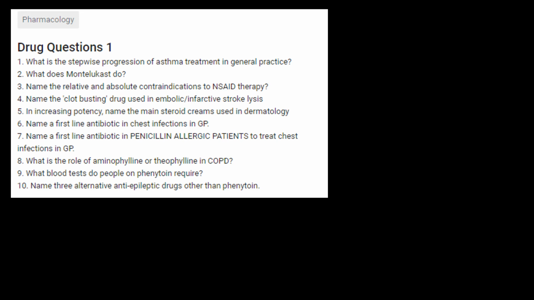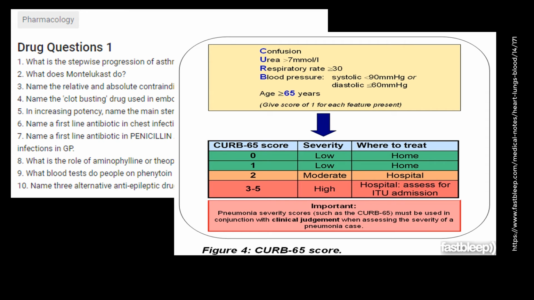So the next question then is name a first-line antibiotic in chest infections in GP. So you're assuming then that the chest infection is a community-acquired pneumonia. If the person's had a recent hospital admission, that's a different thing altogether. However, for community-acquired pneumonias, pneumonia is typically an acute febrile illness with cough, breathlessness, often productive of sputum, but a pleurisy, pain in the chest, and patient with or without existing chest disease. There could be new shadowing on a chest x-ray.